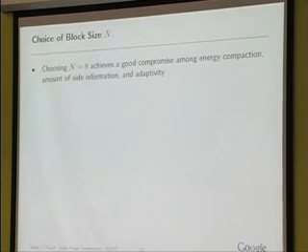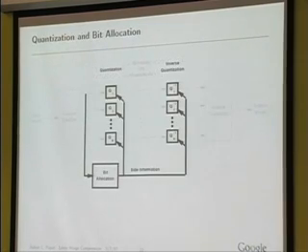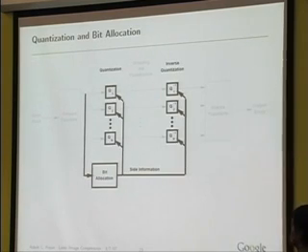So choosing n equals 8 seems to achieve a good compromise. JPEG uses that, and other techniques could use that also. Okay, let's talk about, once we have the transform coefficients, let's say we've done a good job with our transform, now what do we do?